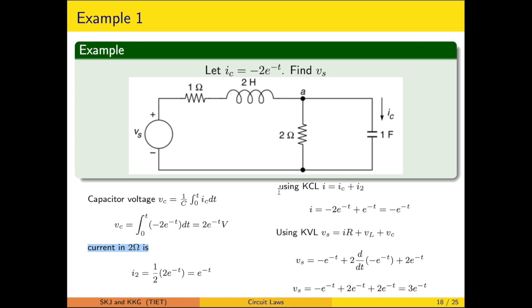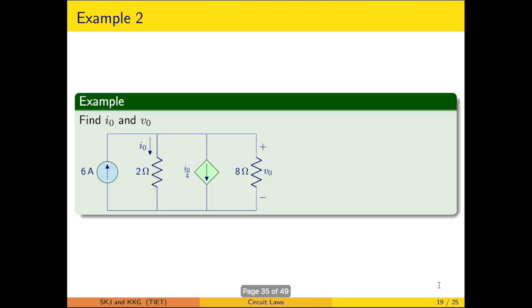Now we assign the KCL law to find the current I, which is the sum of IC plus the current in the 2 ohm resistor. Once this I is known, the KVL around this loop has to hold true. So the supply voltage, which is a rise, will be counterbalanced by the drop across this resistance, the drop across the inductor, and the drop across this 2 ohm resistor as well. So the equation will be Vs is equal to IR plus VL plus Vc. This is substituted, and you can calculate the voltage.